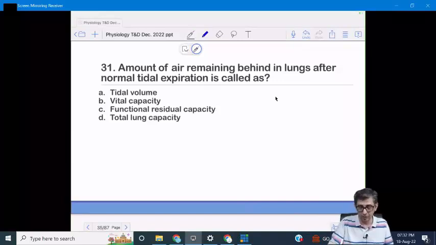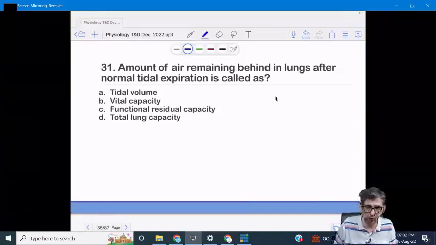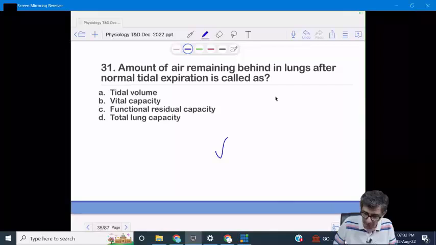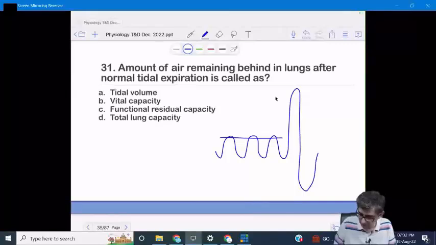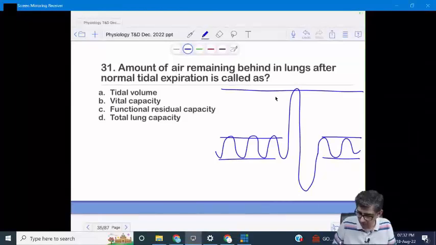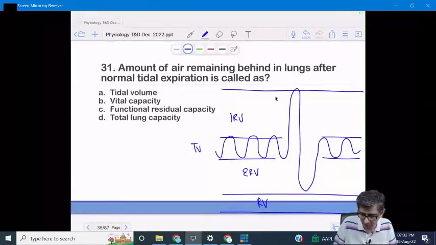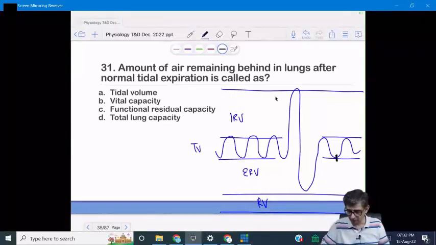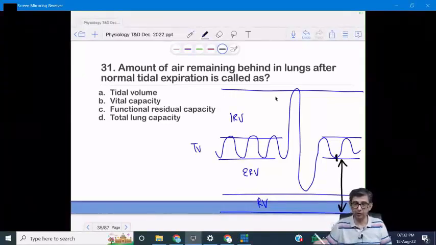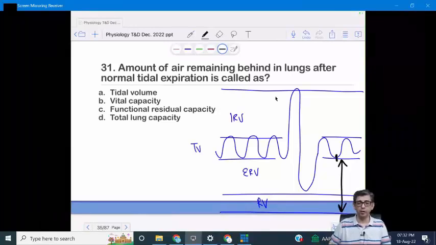Coming to 31, amount of air remaining behind in the lungs after normal tidal expiration is called as. So the curve looks like this. We have what is called as residual volume. This would be expiratory reserve volume. This is tidal volume, and this is inspiratory reserve volume. The question is talking about this particular point, that is amount of air remaining in the lungs after normal tidal expiration.